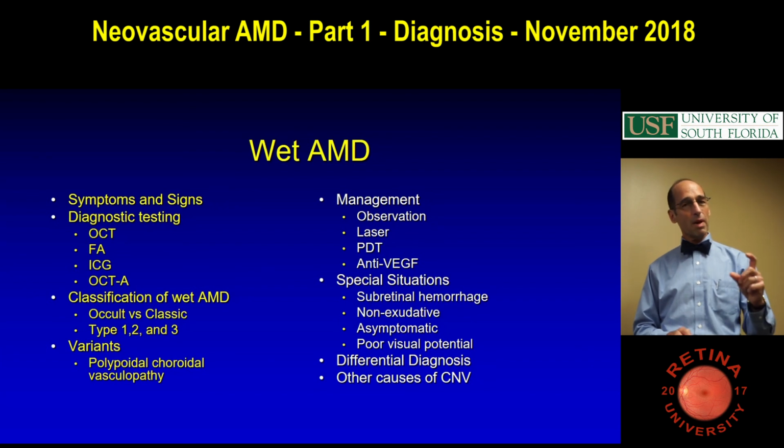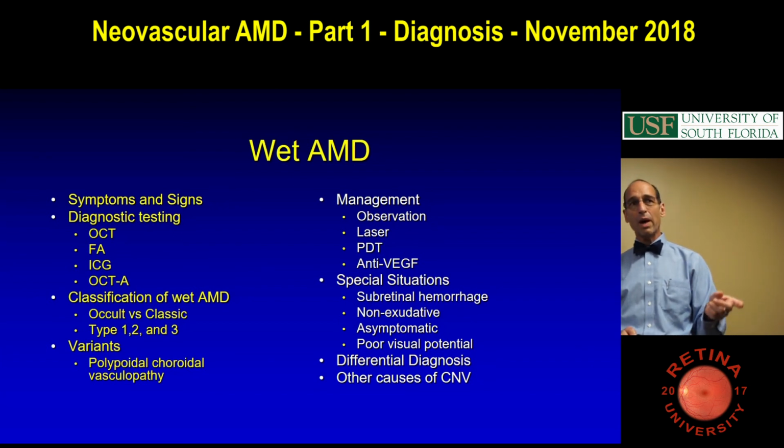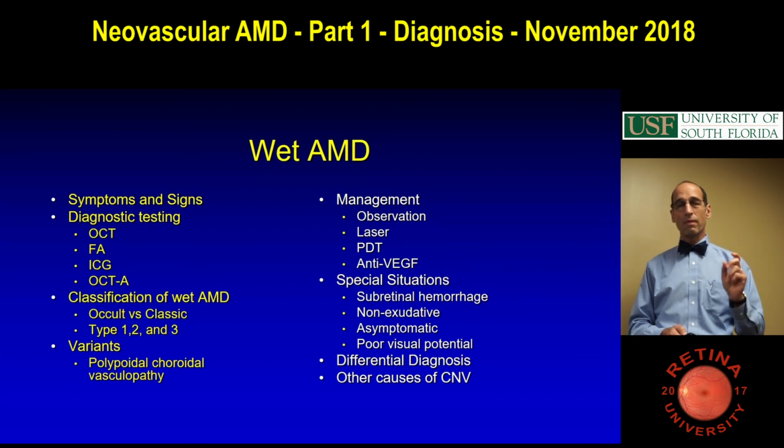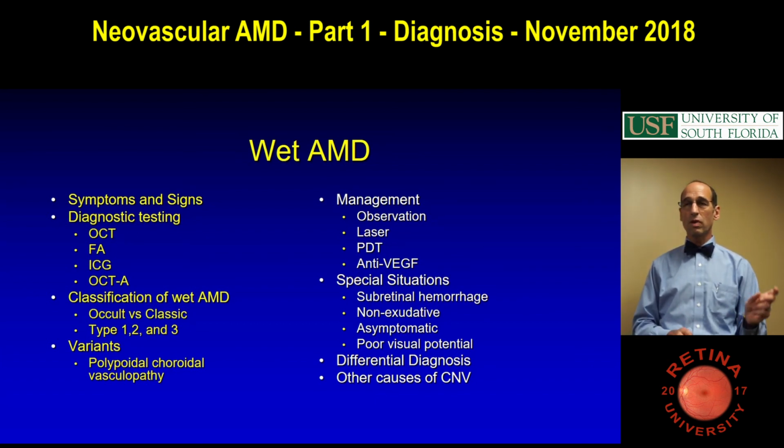And I'll just throw in, the thing about polypoidal is it does respond better to PDT, but as far as visual acuity results, they're probably equivalent with the shots. So you really can do shots for polypoidal if you don't have a PDT. Some people don't have them. Perfect.